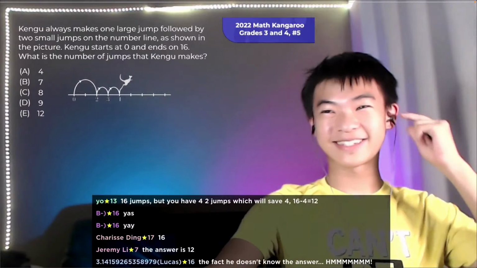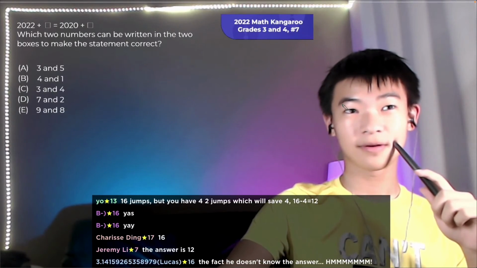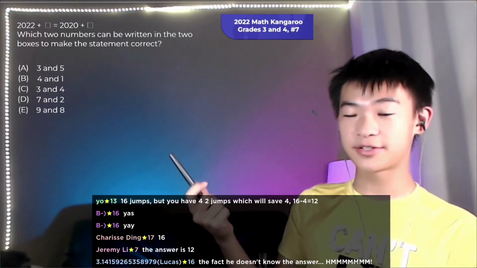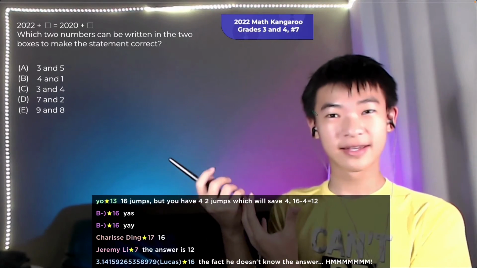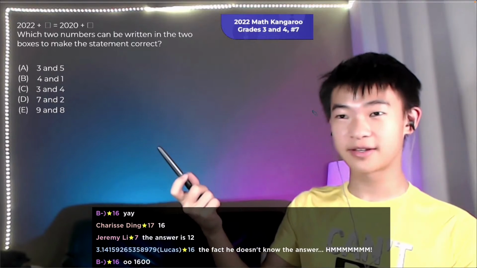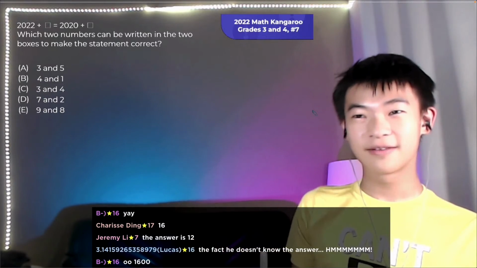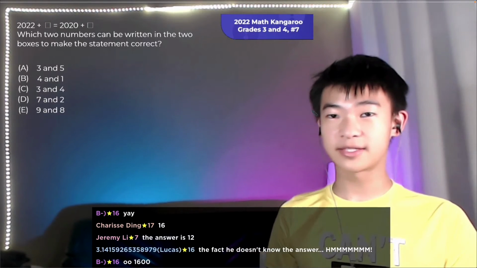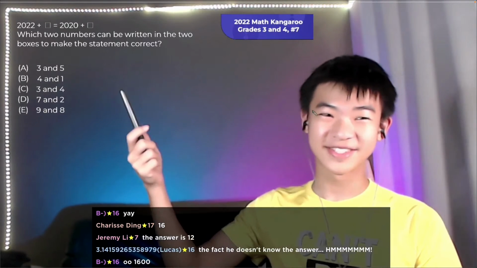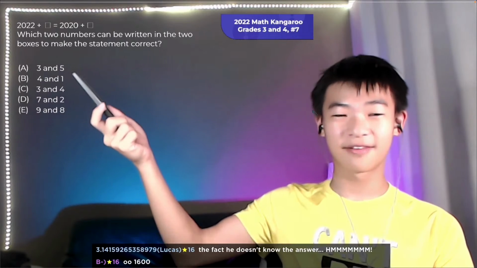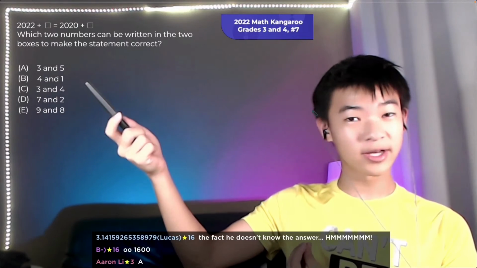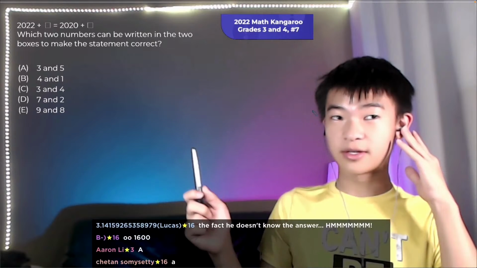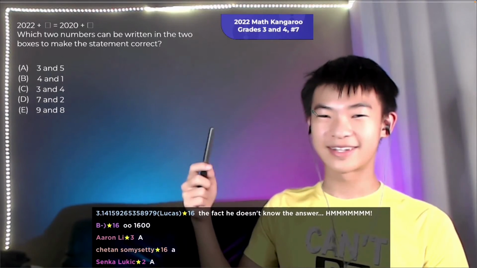All right, I'll go next. Okay, next question. So 2022 plus something is equal to 2020 plus another something. Which two numbers can be written in the two boxes to make the statement correct? And then, of course, 5 answer choices. We could have 3 and 5, 4 and 1, 3 and 4, 7 and 2, or 9 and 8.